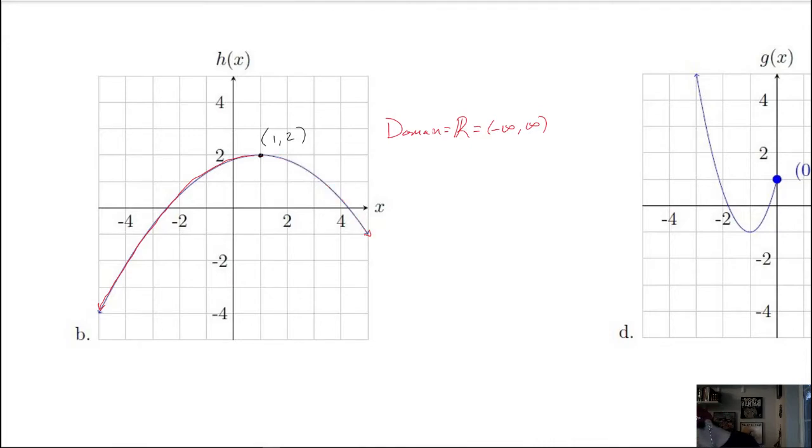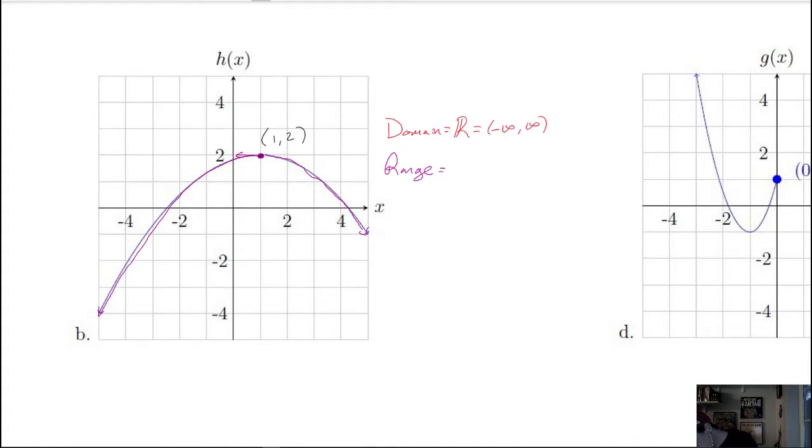The range is going to be a little bit more complicated here. Not too bad, but a little bit. We see that the range has a high point, that this graph keeps on going down forever, right? If I move to the left or to the right from the vertex, we keep going down in both directions without skipping anything. But the high point is the vertex at 1, 2.